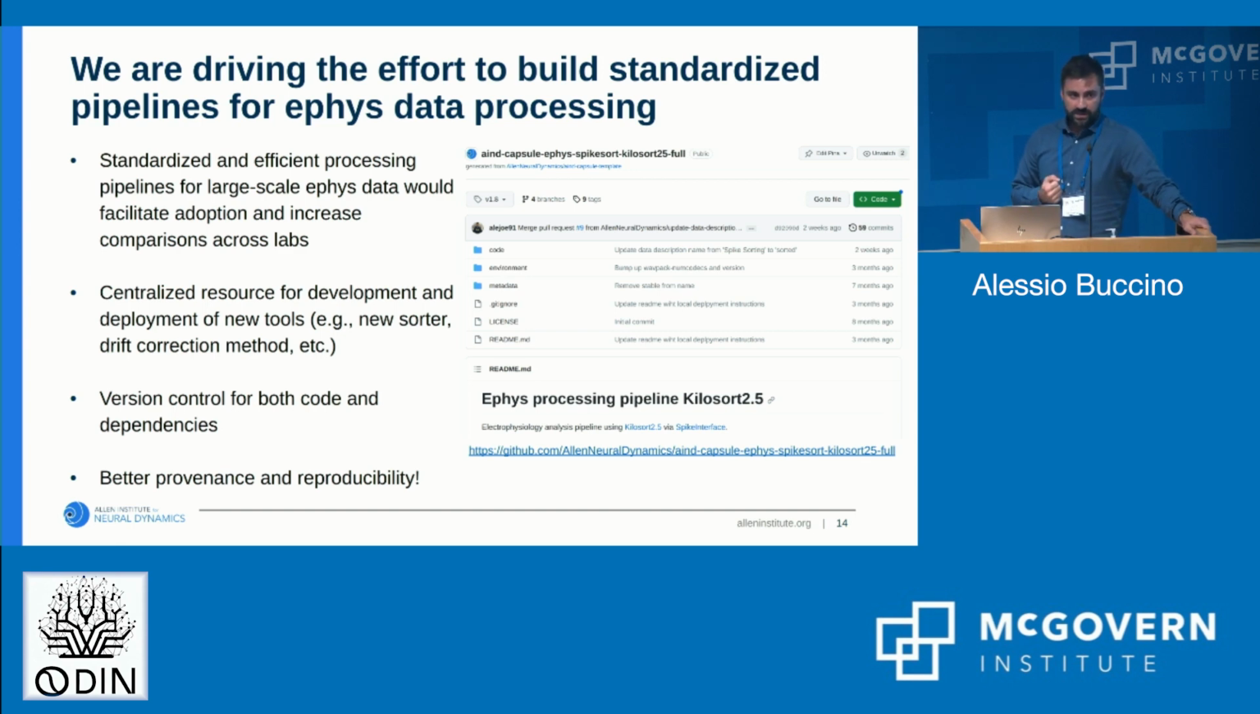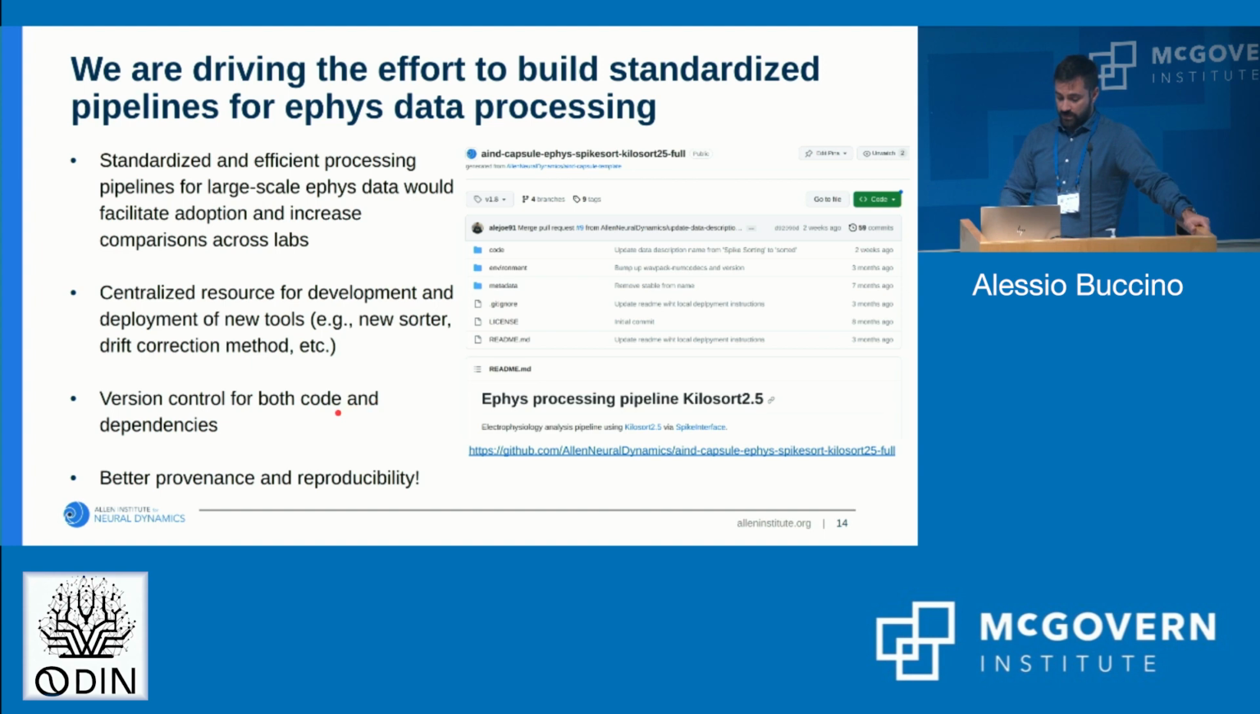In addition, having a centralized resource for this kind of very basic pre-processing, doing spike sorting, and then you do the fun stuff later, right? It would also facilitate the deployment of new tools. Say now Kilosort 4 comes out or some other tools, we can easily push an update, we can push a new drift correction method that performs better than what's out there, and so on.